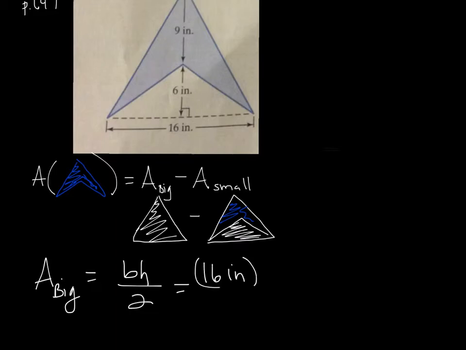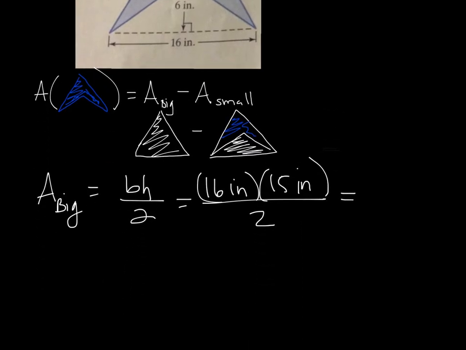The area of the big triangle, we know, is just half base times height. So what's the base of the big triangle? That's 16 inches. The height of the larger triangle is 9 plus 6, so that's 15 inches. And of course we're cutting that in half, and we'll calculate that in a bit. But let's go ahead and find the area of the small triangle.